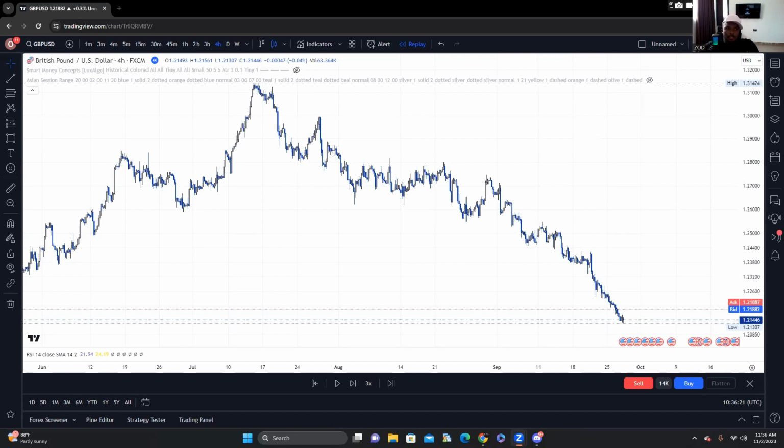Today we're going to be looking at GBPUSD. We're going to be breaking it down and look for how we can trade this setup consistently using smart money concept.